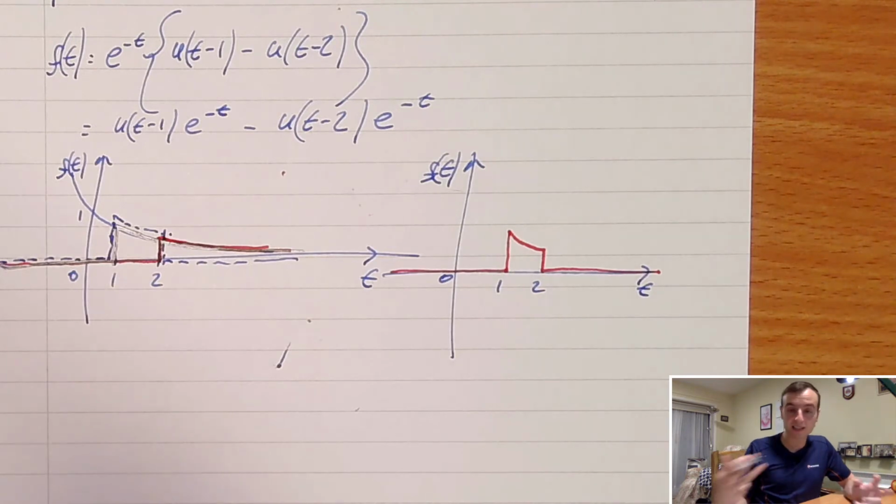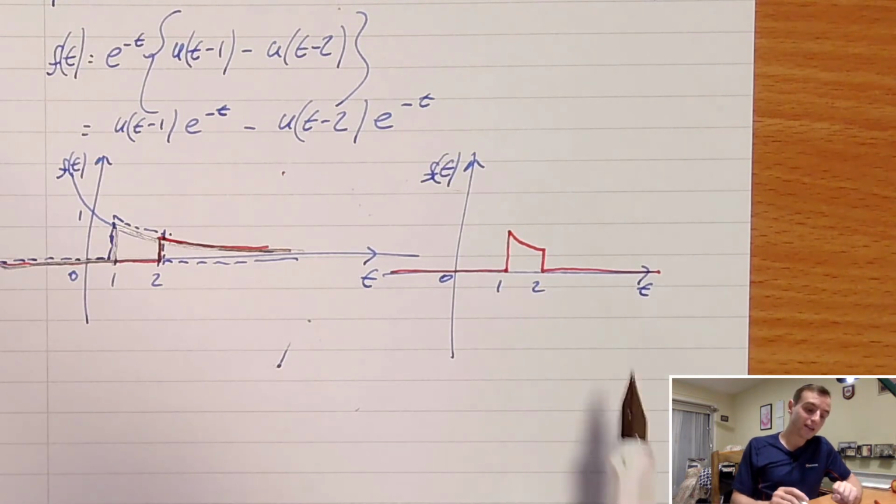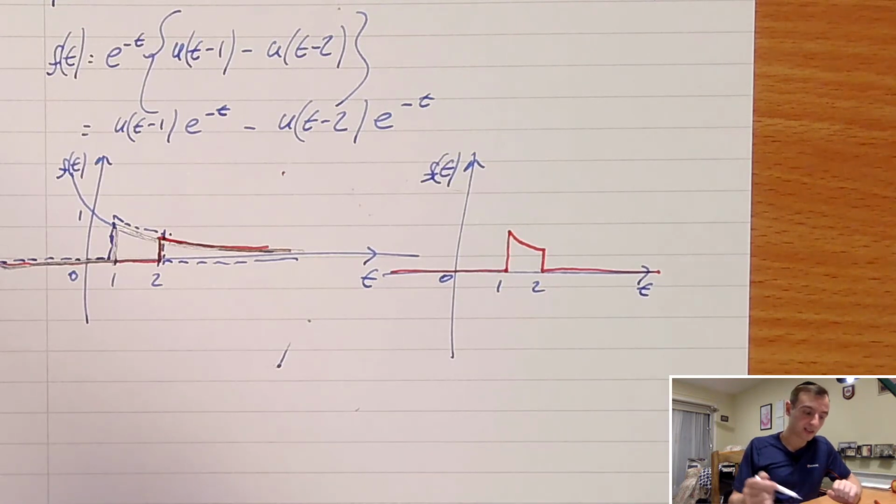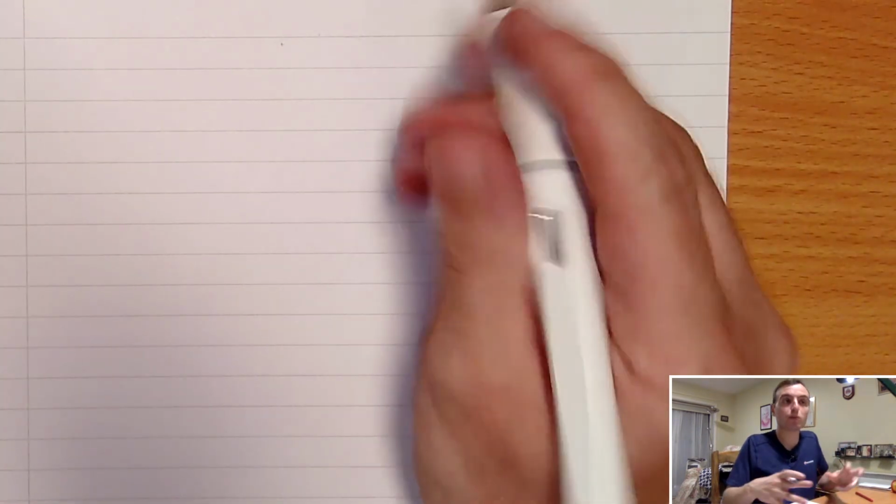So in circuit analysis, for instance, you might have a voltage that turns on at a certain time and off at a later time, and you want to be able to represent that. So this is one of the ways that you can. Okay, so now let's have a look at what we think the Laplace transform of a Heaviside step function is. So it sounds a bit abstract. The Laplace transform of a step function, well, it's actually really straightforward.